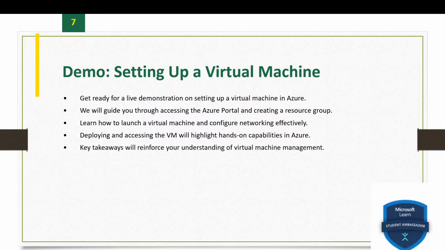And in step 6, review and create. Here you can review all the settings and you can change them accordingly. And in step 7, connect to your virtual machine. So once the virtual machine is deployed, go to the virtual machine section in the Azure portal. Select your newly created virtual machine, then click on connect at the top of the page. And step 8 is manage and monitor your virtual machines.